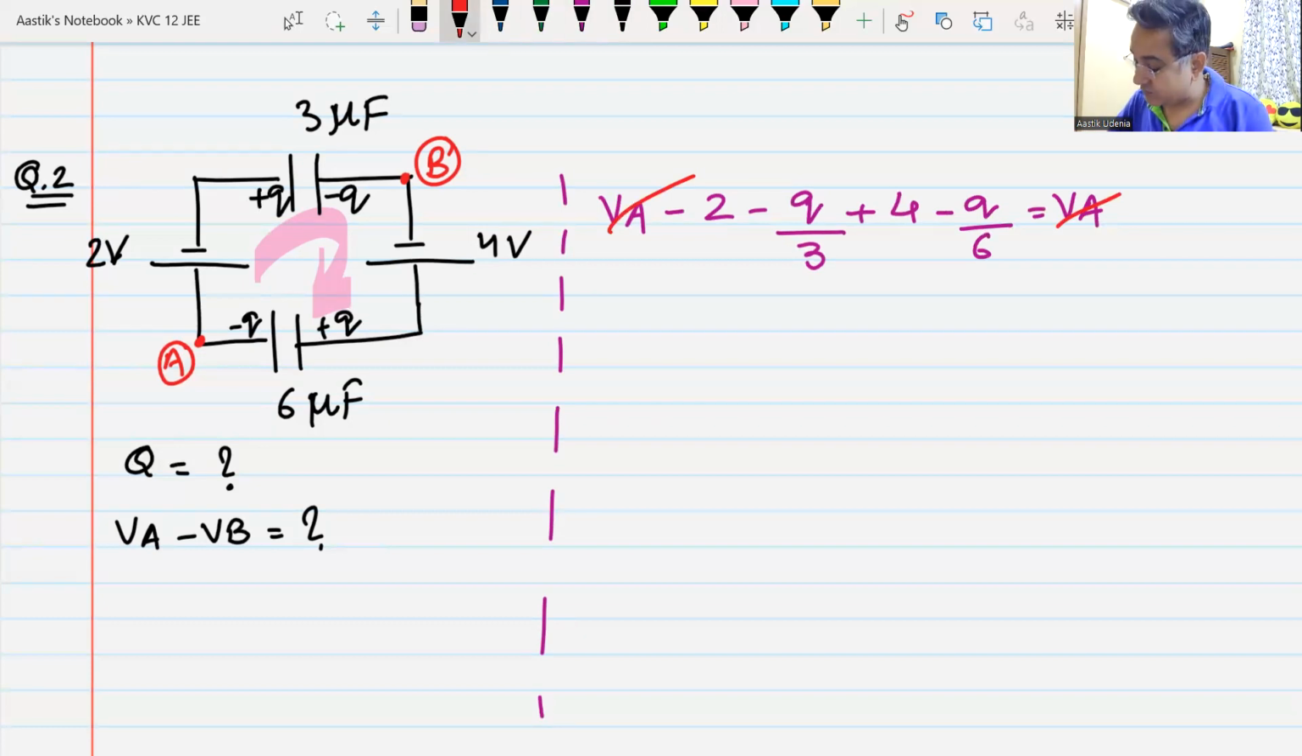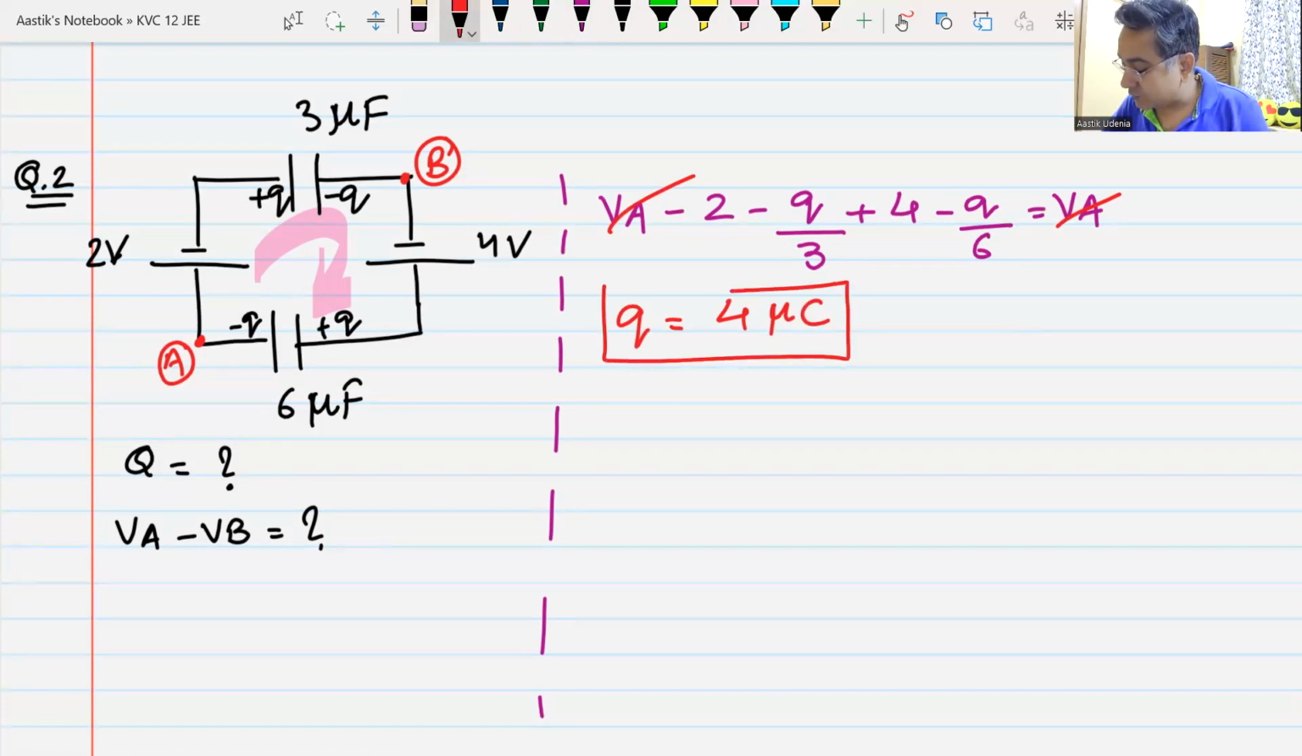Remember, what is the value of Q coming? 4. Plus or minus? Plus. It is important because if you make a mistake, the value of VA minus VB will be wrong. Plus 4, everyone got this? Well done. So this is coming as plus 4. That means my assumption was right. Let me now write plus 4 here, and this becomes minus 4. Remember, it is written in microcoulombs.